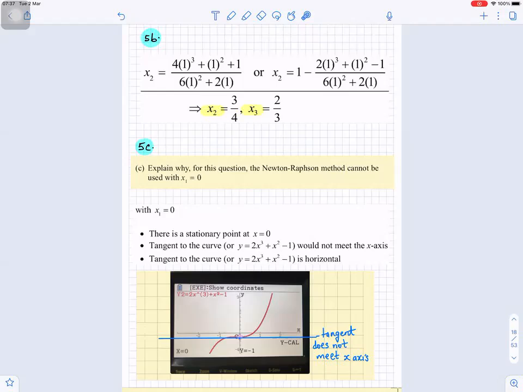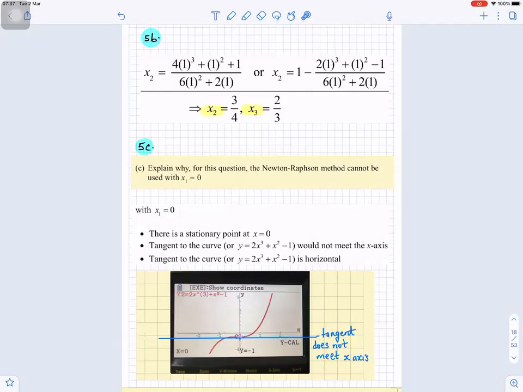And for 5c, explain why for this question the Newton-Raphson method cannot be used with x1 equals 0. When x1 equals 0, there is a stationary point at x equals 0. So at x equals 0, when you come to the graph, there's a stationary point. So the tangent to the curve would not meet the x-axis. So the tangent just goes straight across.